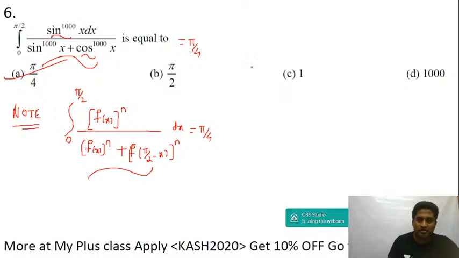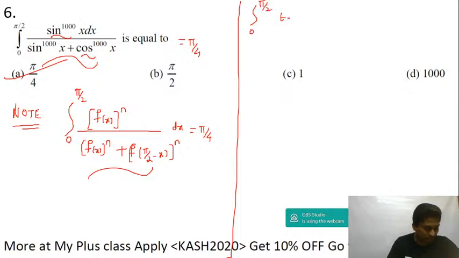Okay, let me give you some other examples as well. Let's say the limit is 0 to pi by 2. Okay, and then you have here tan x to the power of 3 by 2 plus cot x to the power of 3 by 2. Tan and cot with any power, answer will be equal to pi by 4 only.